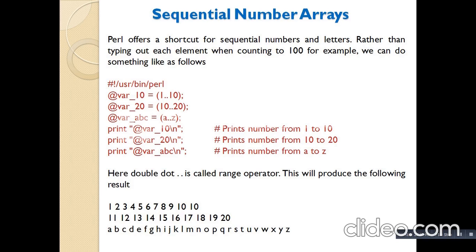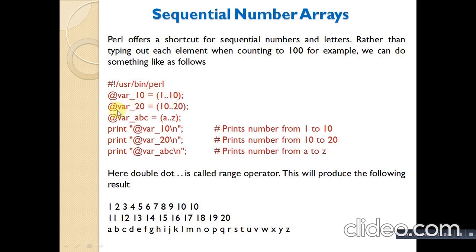For example, we can do something like this. In this example we have illustrated it. After the Perl interpreter statement, we have used @var_10. This is the first array variable, which holds the values 1 to 10. You can see I have mentioned 1, then the dot dot operator, that is the range operator, then 10. It will print the values 1 to 10.